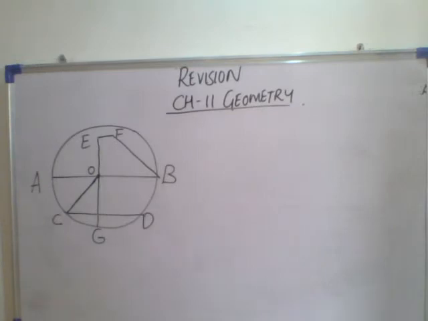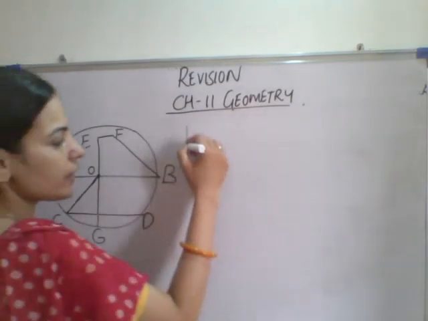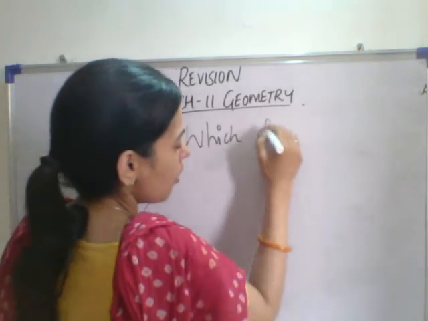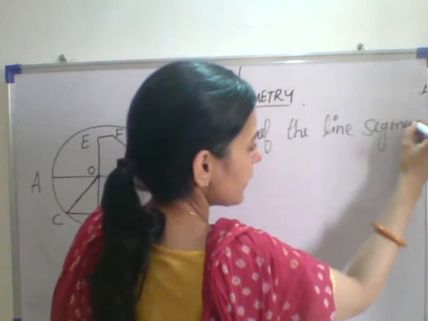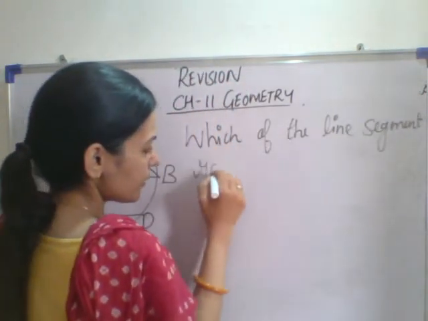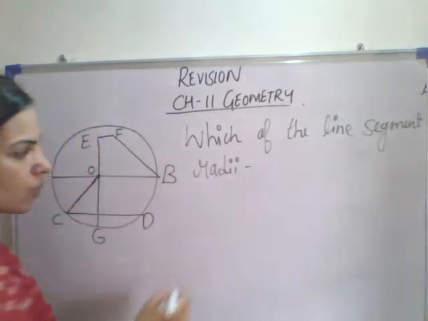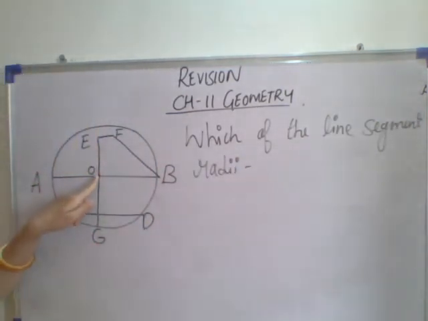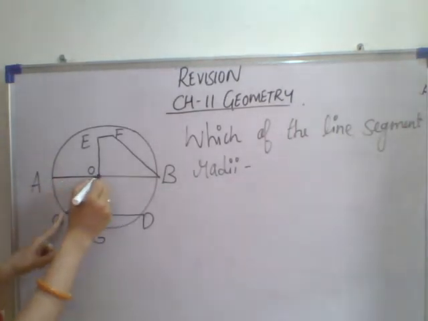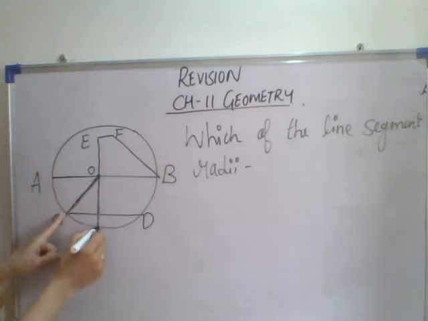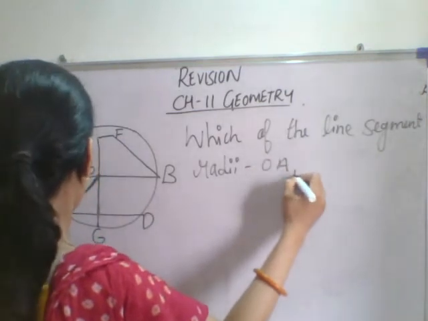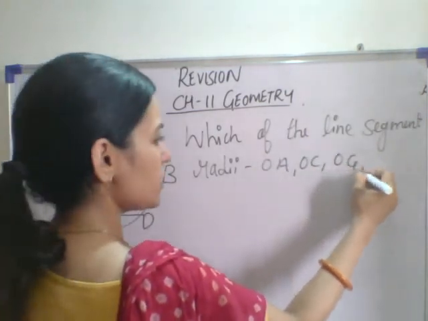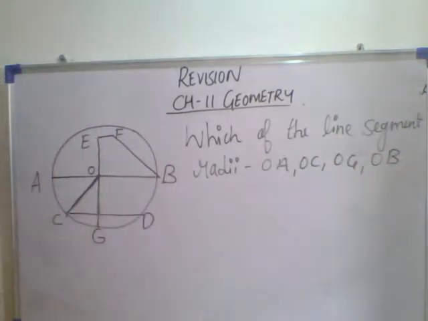First you have to tell which of the line segments are radii. So what is a radius? Whose one end lies at the center and the other on the circumference. So OA, second is OC, third is OG and OB. We can write it as OA, OC, OG, OB. These are the radii.